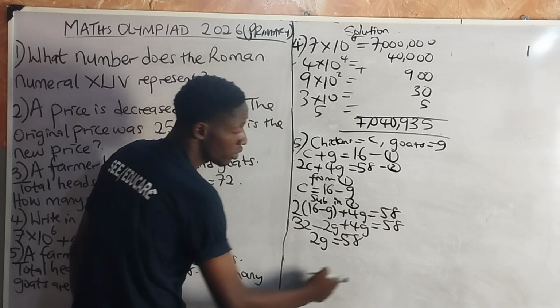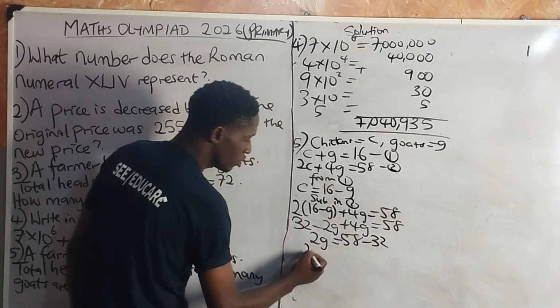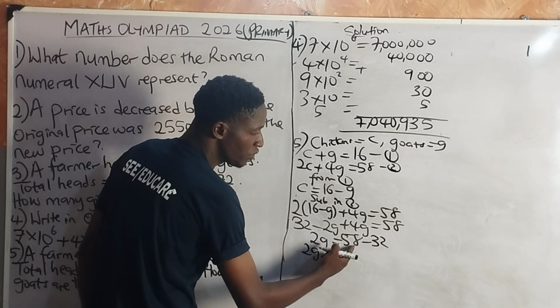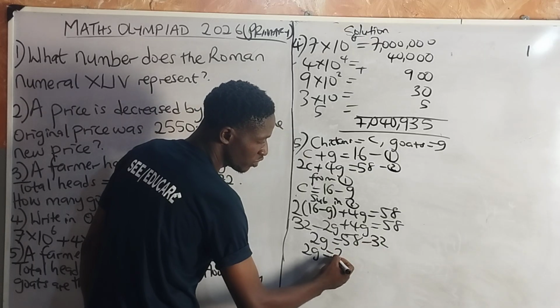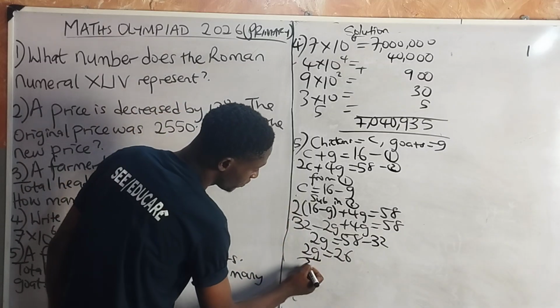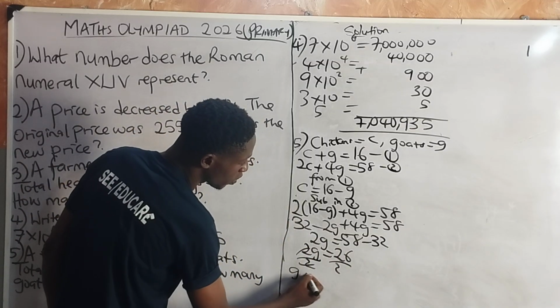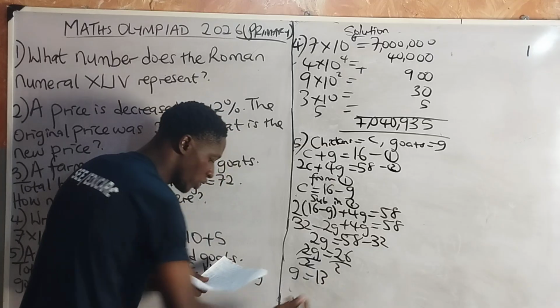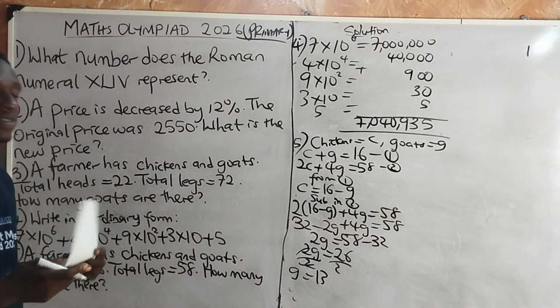When plus 32 comes here it is minus 32. 2G is equal to 58 minus 32, which will give us 26. Divide both sides by 2. So our G is equal to 26 divided by 2, which will give you 13. So we have 13 goats there.